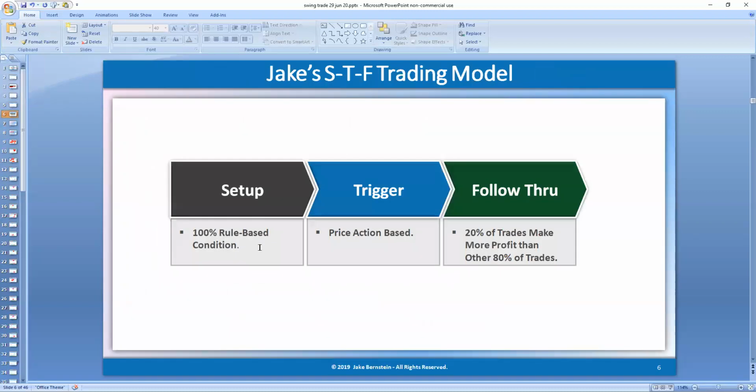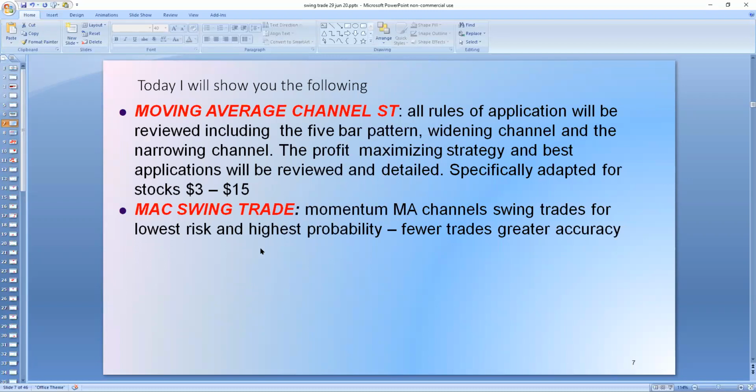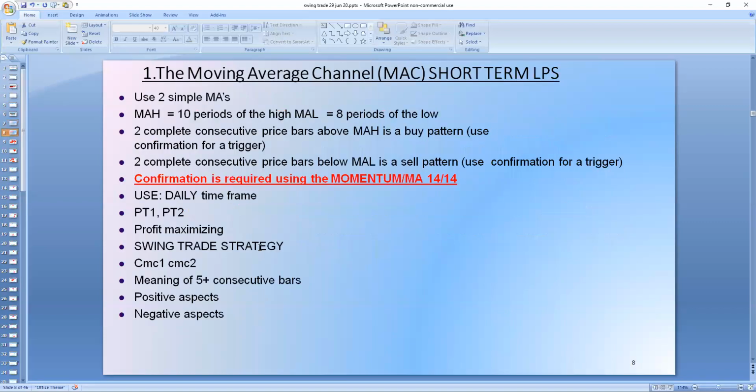Everything we do is going to be based on my trading model: setup, trigger, and follow through. I'm going to show you the setup, I'm going to show you the trigger, and I'm going to show you the follow through. Really, really simple. And remember, there's nothing here that you can't do on any of the trading software that you have. So we're going to be using basically 2 indicators: the so-called moving average channel, which I'll explain, and the momentum moving average, which will be our setup or our trigger. You're going to get specific examples from me momentarily.